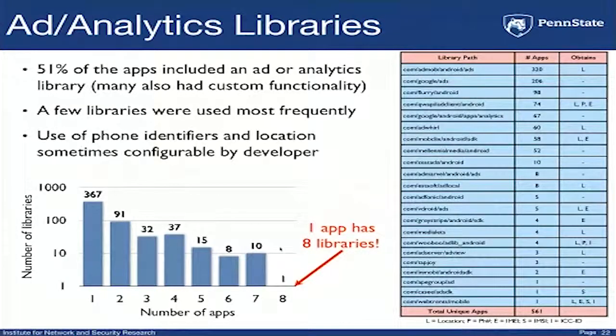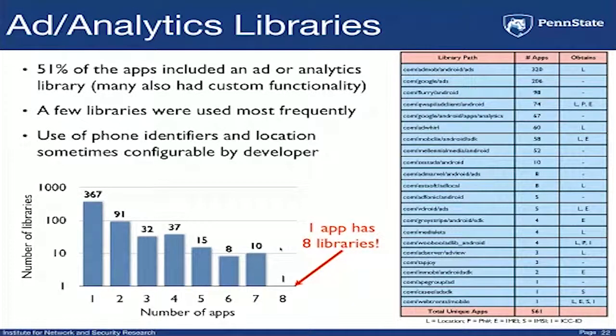We also found that the trend of having ad analytic libraries was just explosive. Basically, over half of the applications of those 1,100 in 2010 had one or more analytic libraries that were potentially leaking information, including personal information and phone identifiers to third-party networks.